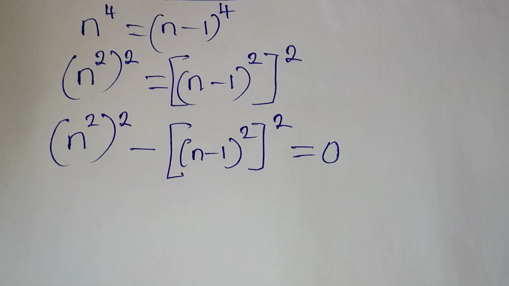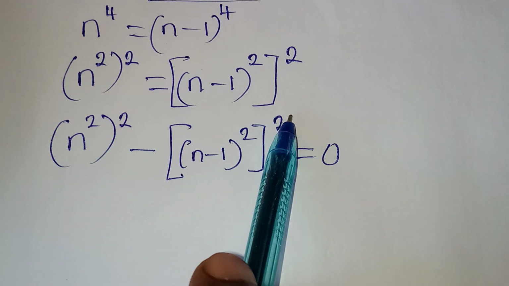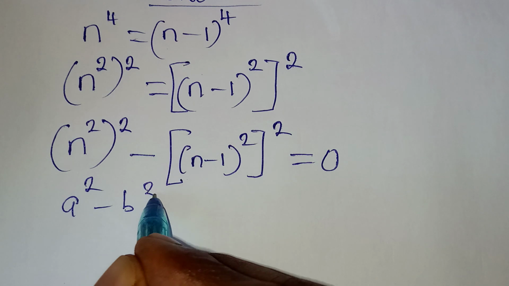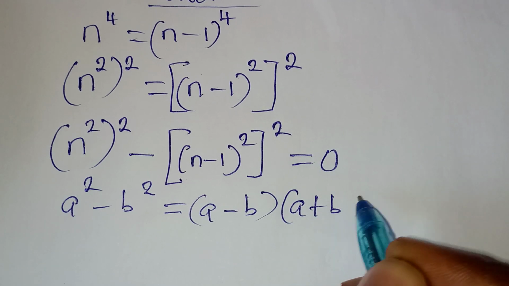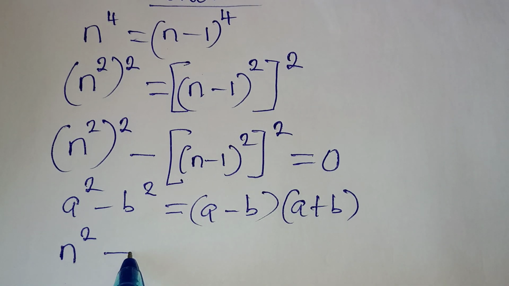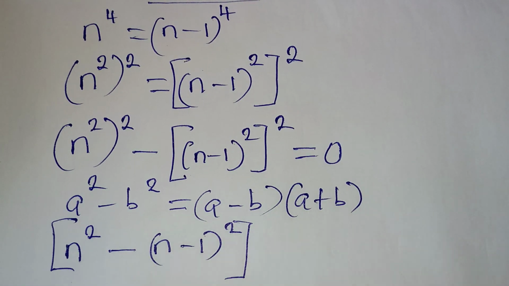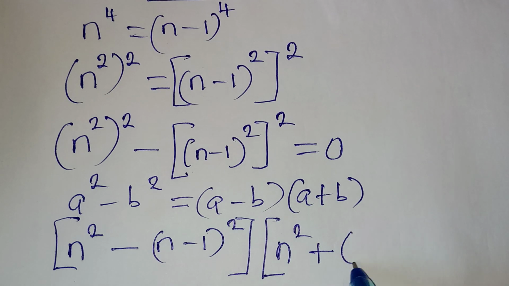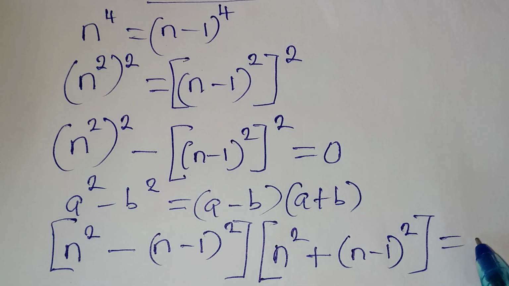And then from here I can now apply difference of two squares, because we're having two squares to take their difference. If you have a squared minus b squared, it will be equal to a minus b into bracket a plus b. Now, applying the same principle, I will have n squared minus (n minus 1) squared in one bracket, and in the other, I'm going to have n squared plus (n minus 1) squared. Close this, and everything is equal to 0.